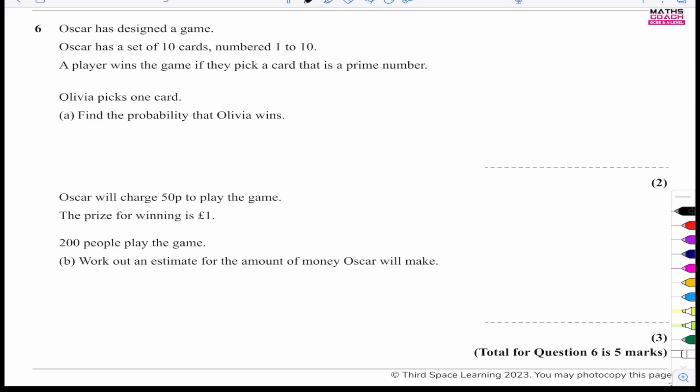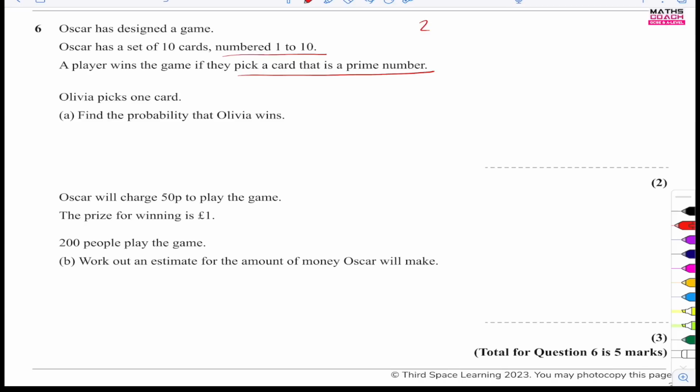Question number 6. Oscar has designed a game. Oscar has a set of 10 cards numbered 1 to 10. A player wins the game if they pick a card that is a prime number. Olivia picks a card. Find the probability that Olivia wins. All right, so the winner is determined if they pick a prime number. So what are the prime numbers in a set of cards which are numbered 1 to 10?